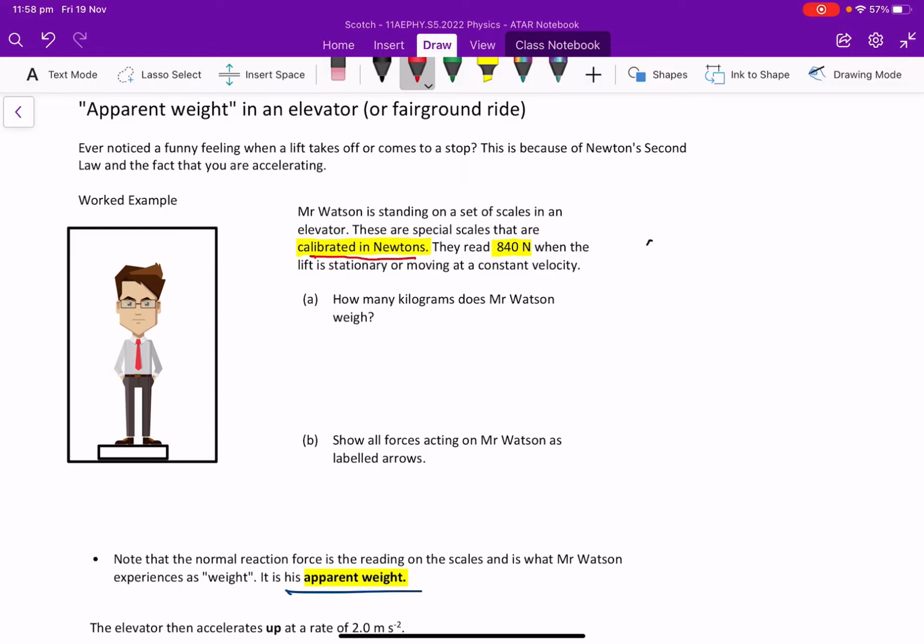So if it's reading 840 newtons, I wonder what that means Mr. Watson's mass is. Well, to me that's pretty obvious. Weight equals mg. Obviously that means mass is weight divided by g. In this case, 840 divided by 9.8. It'd be very different if I was doing this experiment on the moon. You would have to divide by 1.6, not 9.8. They wouldn't read anywhere near the same value. And I think Mr. Watson comes out to be 85.7 kilos.